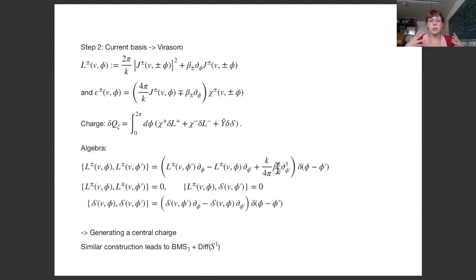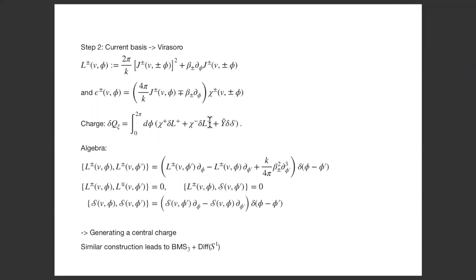So here I show you that you can reach the Virasoro algebra. You can also do a similar construction that you will get a BMS3 plus diff S1 algebra. And the question now is what those different algebras represent physically. Here I show you, from the algebraic point of view, I can construct all these integrable bases when the algebra is still integrable and everything is good. But the charge itself will be different. And so what does it represent and why you will choose one basis or another one, that's our open question.